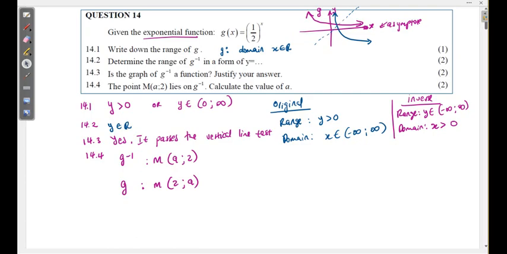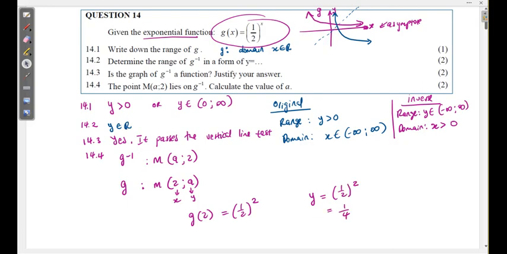So this means on the original, you already have x. Since this is x, then you would be looking for y. So you can simply use the equation given to say g of 2 is equal to half to the power of 2, right? Because x is 2. Where I see x, I just put 2. Or if you don't want to write it like this, you can simply say y is equal to half to the power of 2, where you see x, you put 2. So the answer would be 1/4, isn't it?